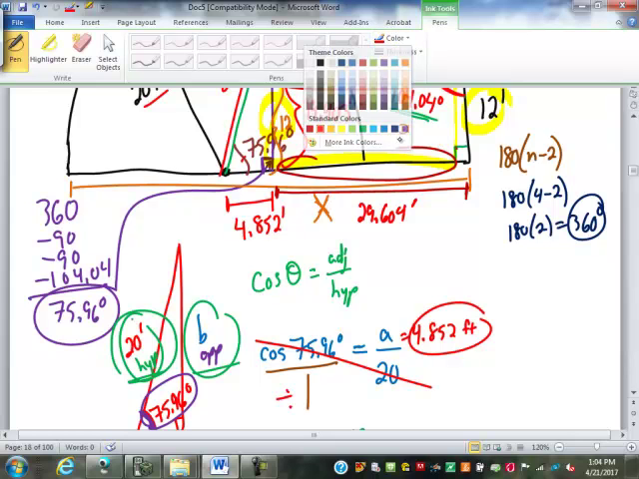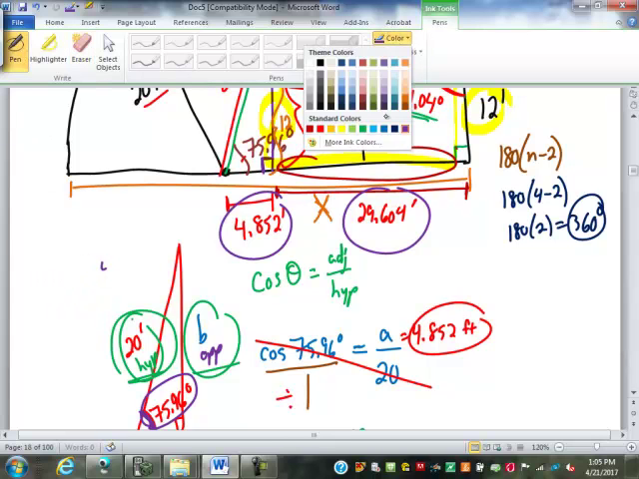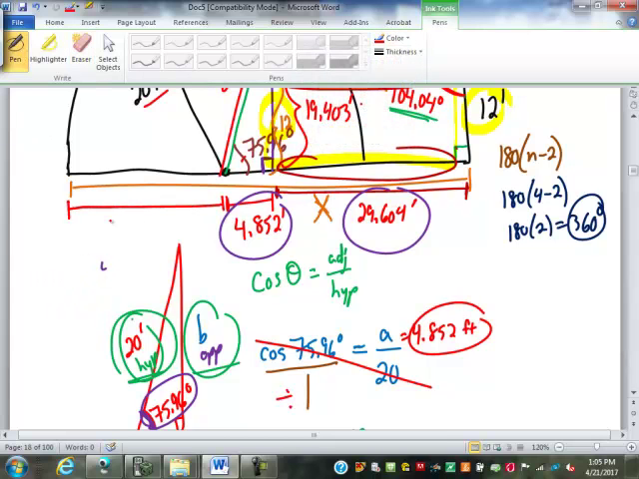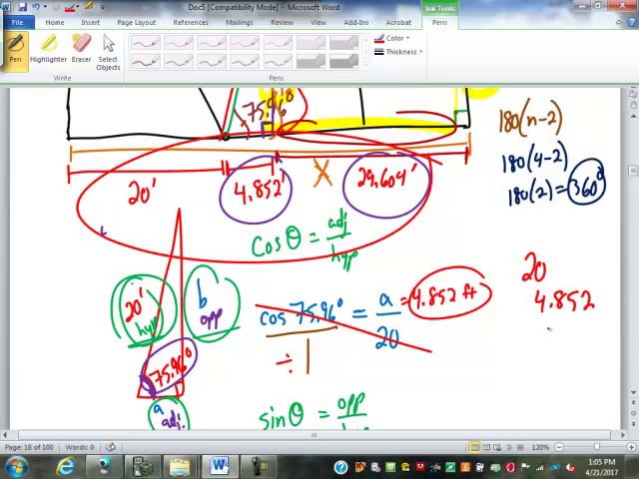So I'm going to be able to add that to the 4.852. I'm still missing a piece though. What is it? I need this distance here, which is how much? 20 feet. So now I just got to add them up. So I'm going to take these here. I've got 20, 4.852, 29.604, which gives me 54.456 feet.